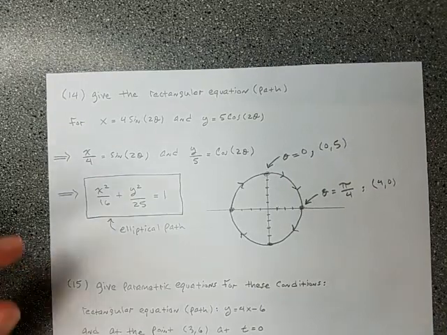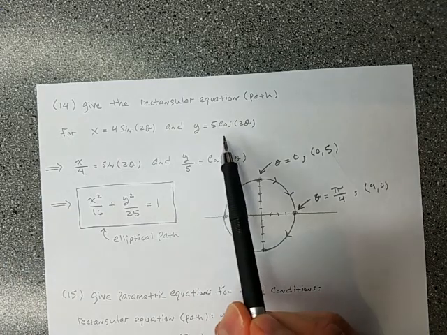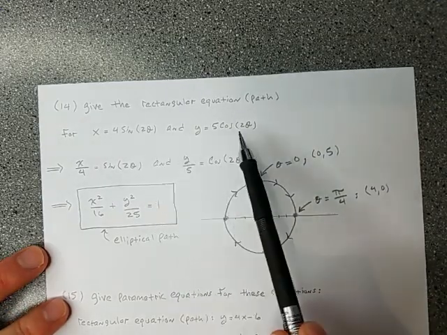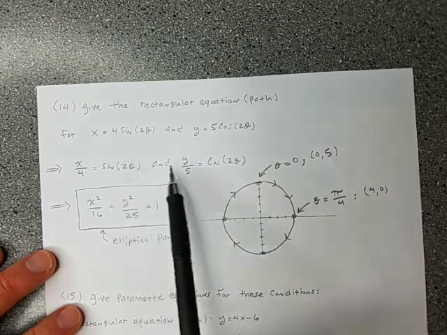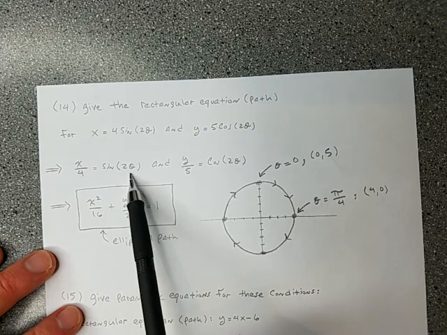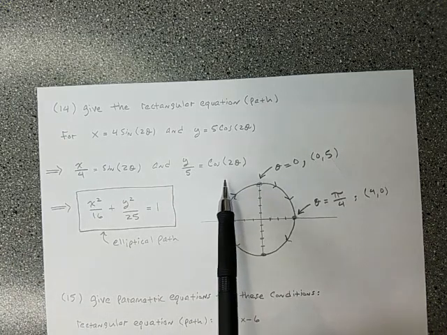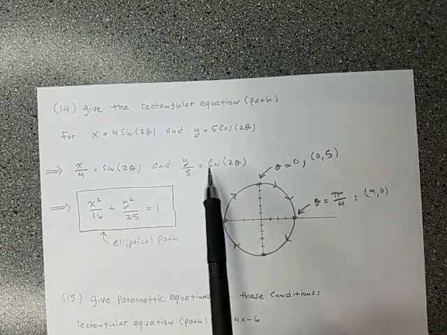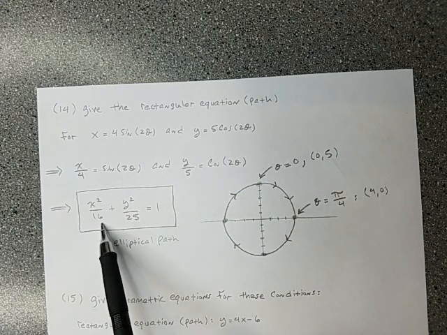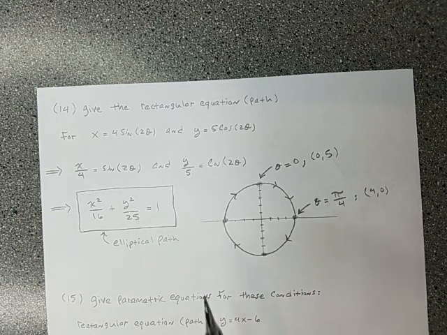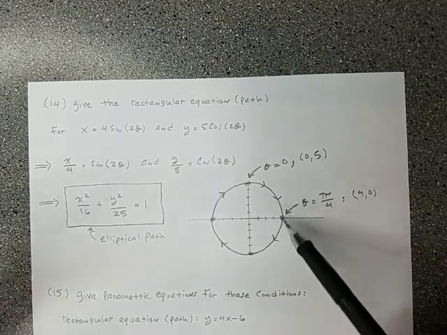14. Can you give the rectangular equation, otherwise known as the path, for x is 4 sine 2 theta and y is 5 cosine 2 theta? That's not algebraic, so we'll use a trig identity for this one. If I isolate the sine and the cosine, I'll get x over 4 is sine 2 theta, y over 5 is cosine 2 theta. If I square these, they'll have to add to 1. Sine squared 2 theta plus cosine squared 2 theta is 1, so therefore x squared over 16 plus y squared over 25 is 1. This is the equation of an ellipse. All right, so we get our ellipse.